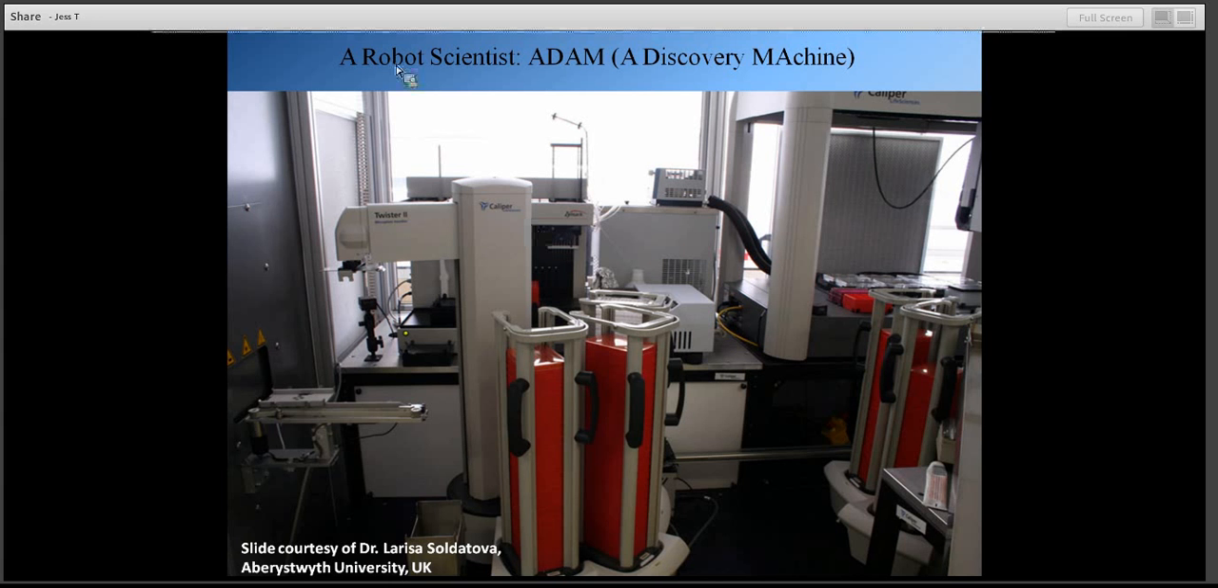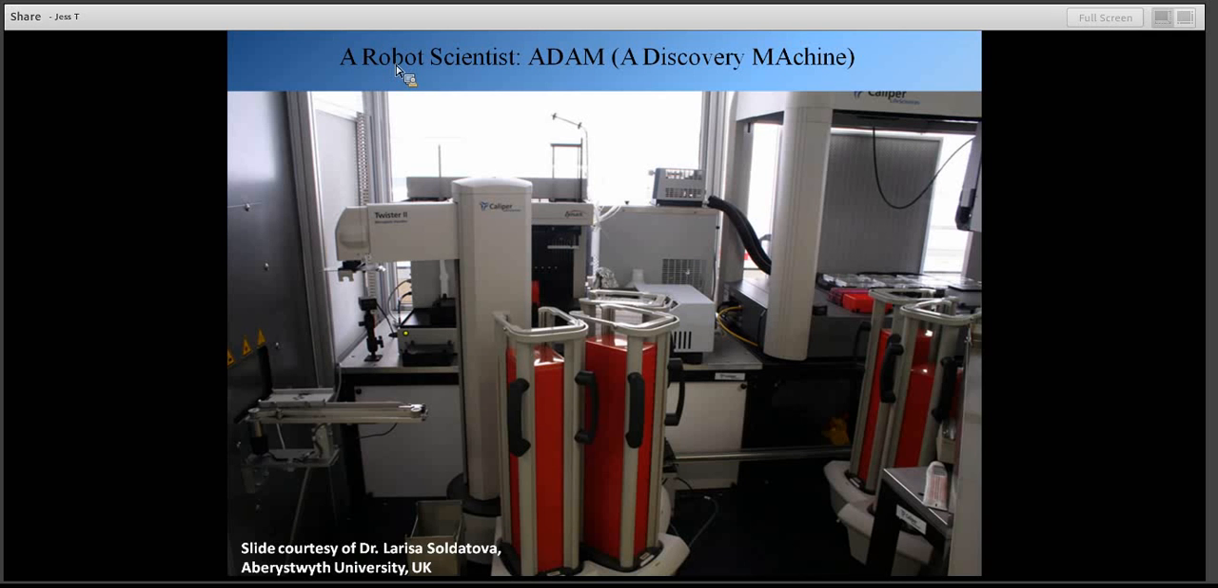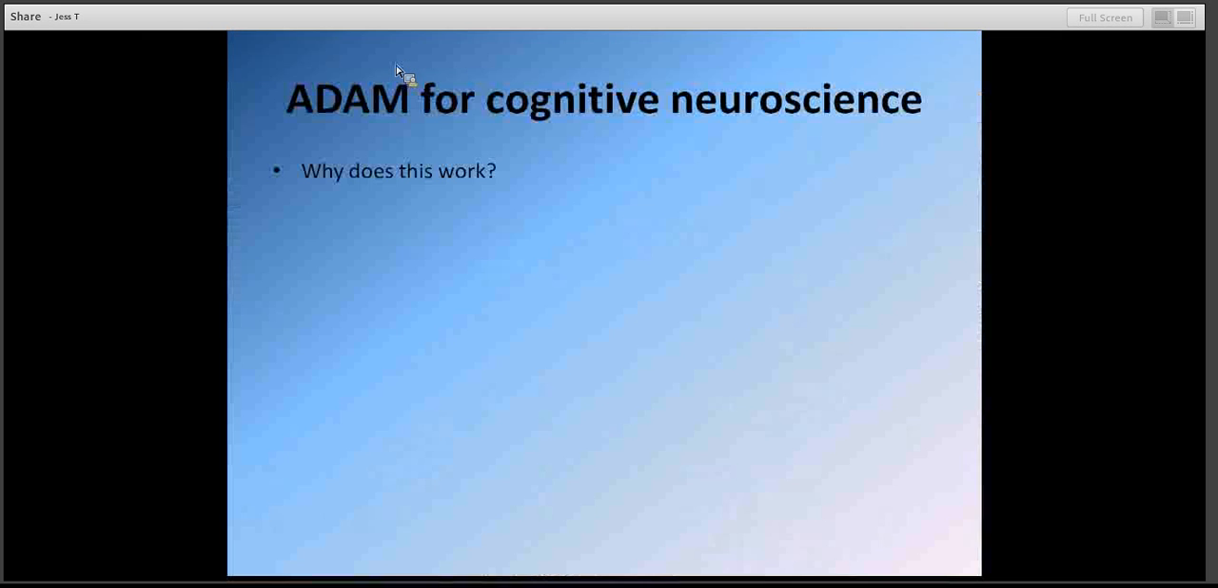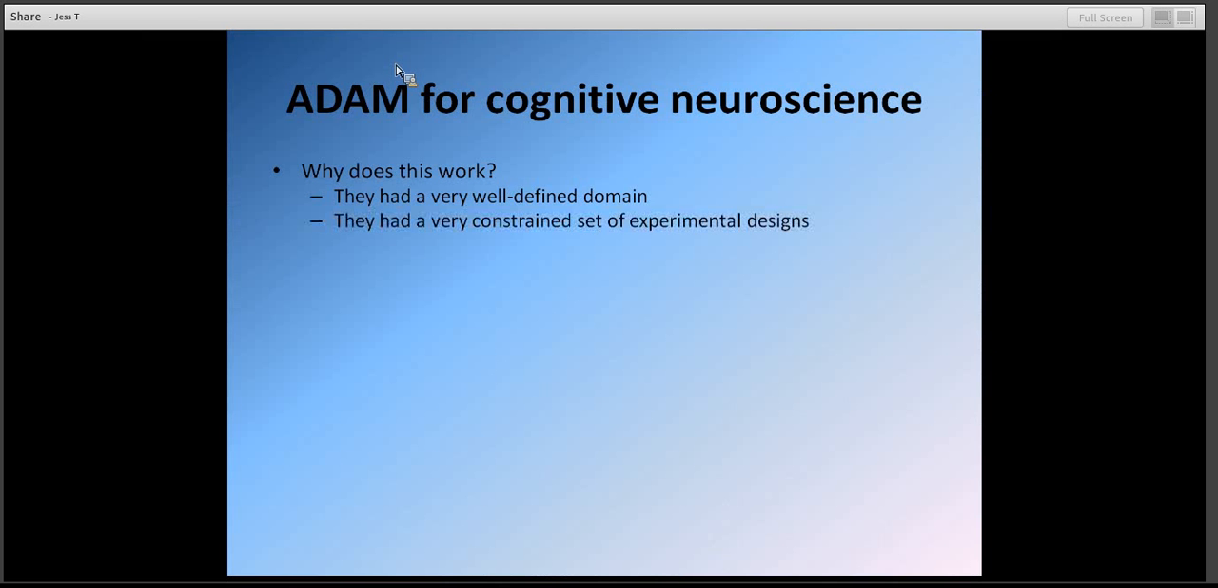It's unbelievable. I mean, it's a small domain of genetics, but it's really fascinating. They've been able to do that. They've really achieved this idea of end-to-end automated experimental research. But why does it work? Well, they had a very, very well-defined subdomain in which they had a very constrained set of experimental designs.